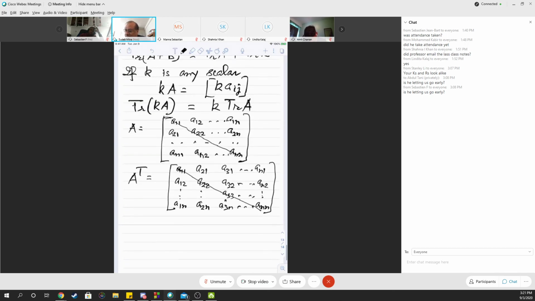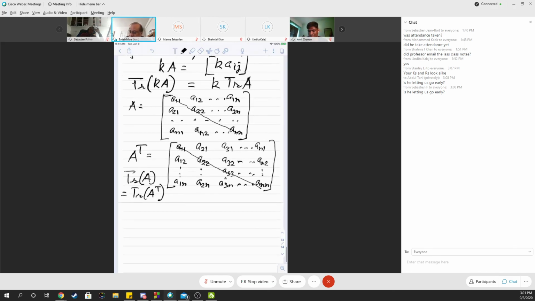Oh, that's interesting. Trace of A is equal to trace of A transpose. That is what I will end with today. Hence, the trace of A is equal to the trace of A transpose if A is an n by n square matrix.